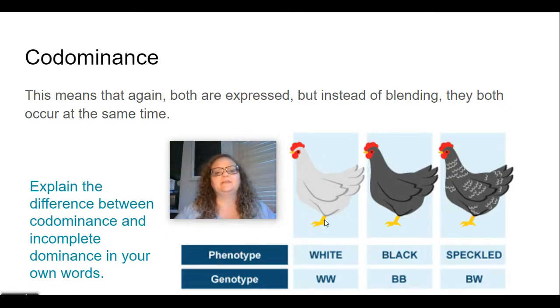So in the case of these chickens, and this is a real scenario, I didn't make this up just because I like chickens. White chickens, white feathers on this particular breed of chicken are indicated with two dominant alleles that say have white feathers. Black feathered chickens have two dominant alleles that say have black feathers. If you have both a black and a white allele in a chicken, they're actually going to have speckled feathers. They're going to have some black feathers and some white feathers.